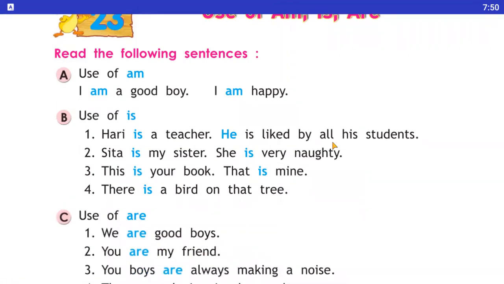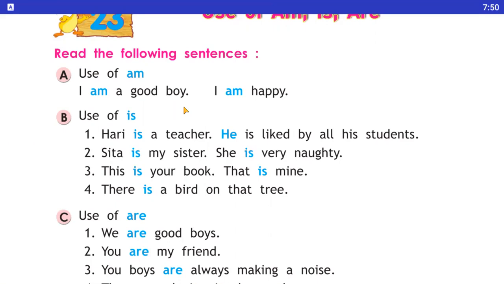Use of am. Always use am with I. Am is used with first person singular. Singular cheez ke saath hum kiska use karte hain? Am ka use karte hain, I ke saath. Okay. So, look at this. Use of am. I am a good boy. I am a good girl. I am a good woman. I am a good person. Always use am with I.